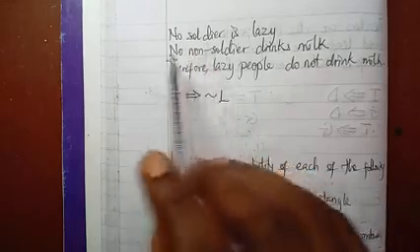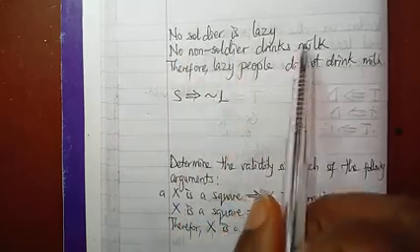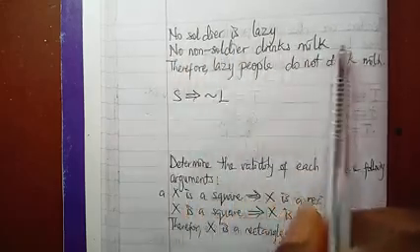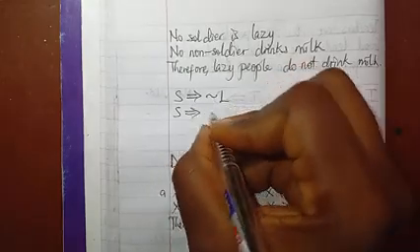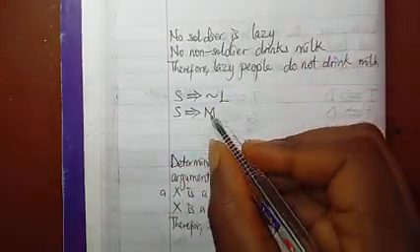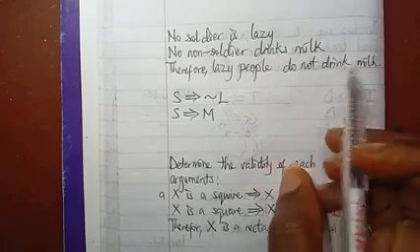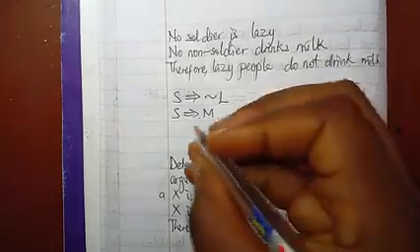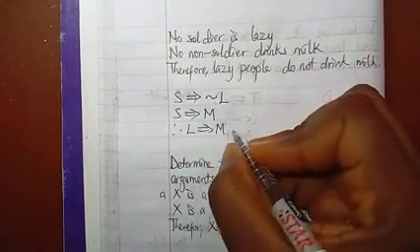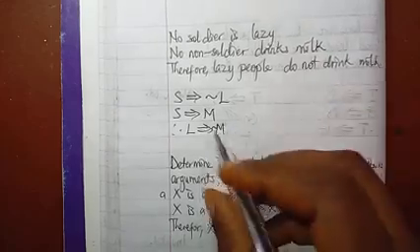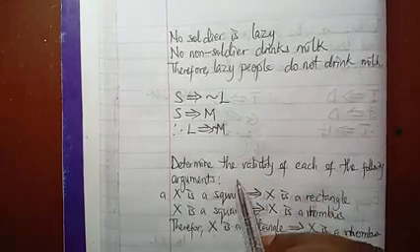So this means this is an exclusive statement that if you're not a soldier in this place, you're not allowed to drink milk. So no non-soldier drinks milk. So this means that it's only soldiers that are qualified to drink milk. Let's have M as those people that drink milk. Therefore, lazy people do not drink milk. So we now say, therefore, if you're lazy, it implies that you can't drink milk. Non-milk drinkers, do not drink milk. So no milk for lazy persons.